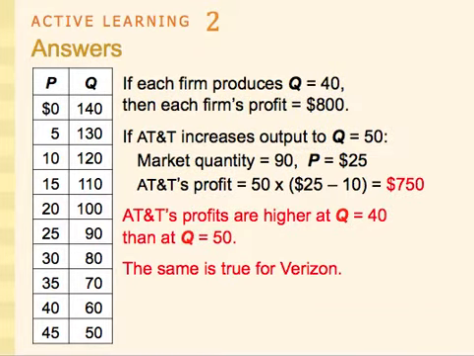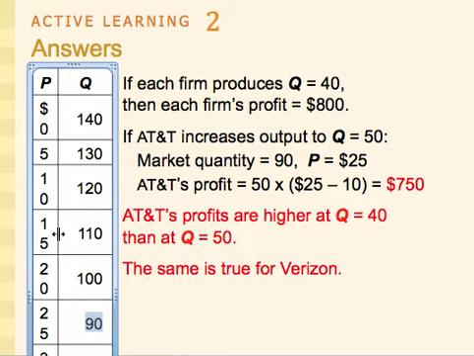Now, if each firm produces a quantity of 40, then each firm's profit is 800. Okay, we've covered that. If AT&T further increases its output to a Q of 50, and assuming Verizon stays where they are, the market quantity is 50 plus the 40, which is 90. Okay, we can look at our schedule here and see that at a market output of 90, the market price is going to be 25.